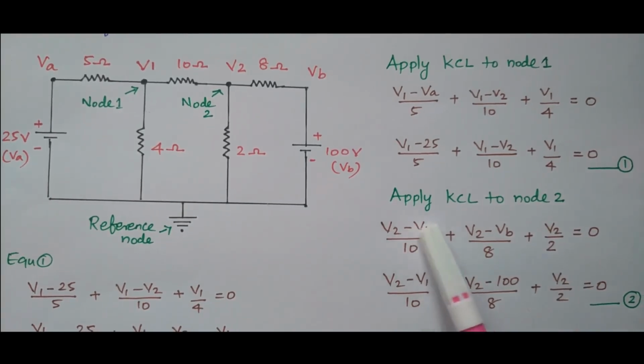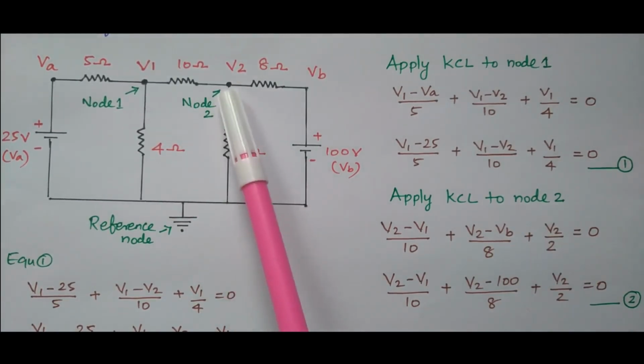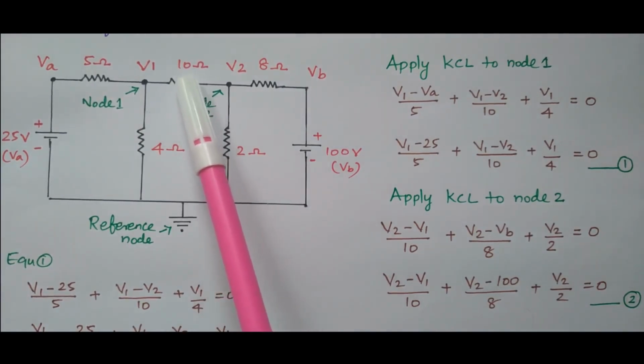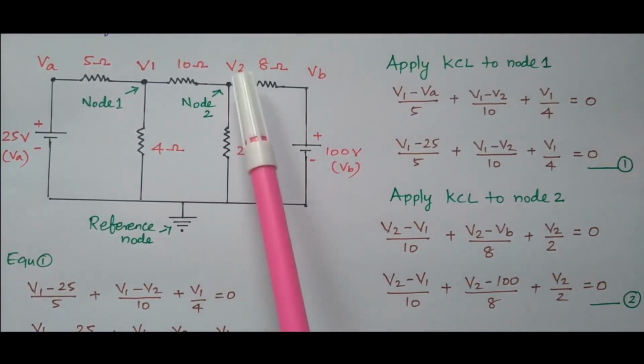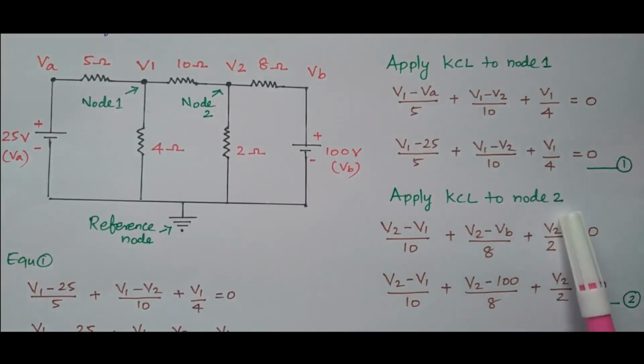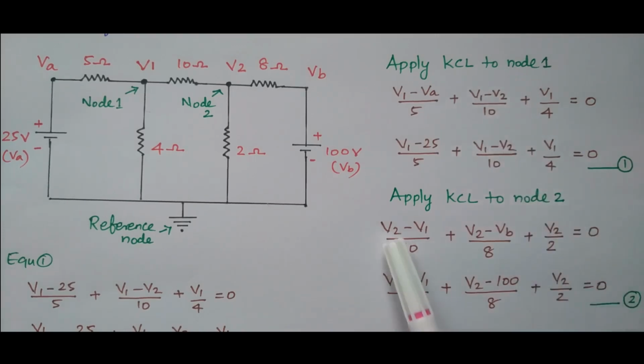Now we'll apply Kirchhoff's current law to the second node, node 2. At the second node, what are the resistors available? The 10 ohm is connected, the 2 ohm is connected and the 8 ohm is connected. Three resistors are connected at this node. First consider the 10 ohm. What is the voltage across the 10 ohm? It is connected between node 1 and node 2. While referring to node 2, we need to take V2 minus V1, whereas referring to node 1 it is V1 minus V2. So it is (V2 minus V1) divided by 10.